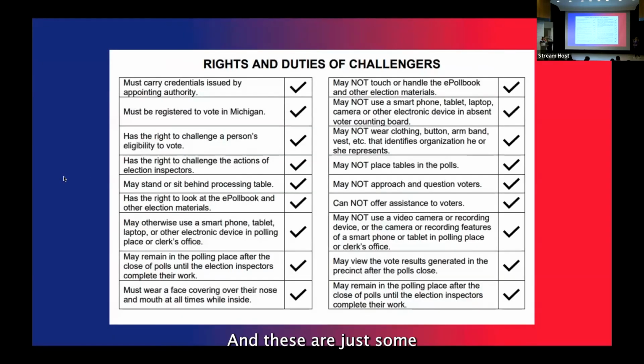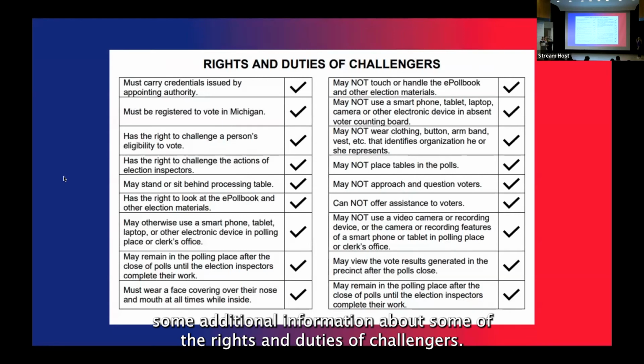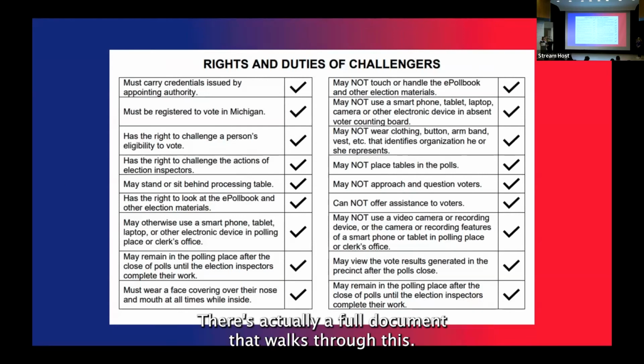And these are just some additional information about some of the rights and duties of challengers. There's actually a full document that walks through this. It's a super interesting read. You can find it at michigan.gov/vote.